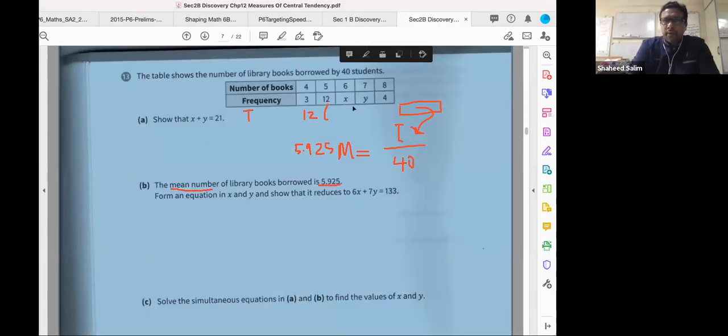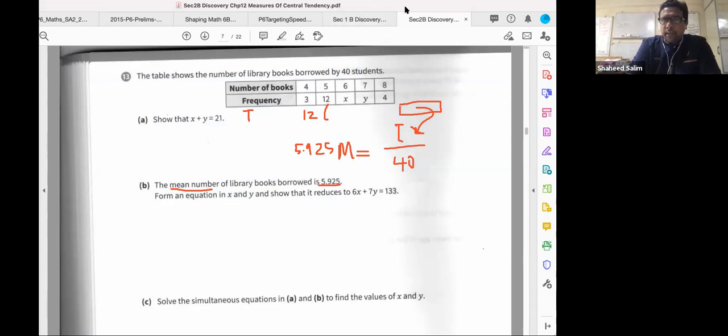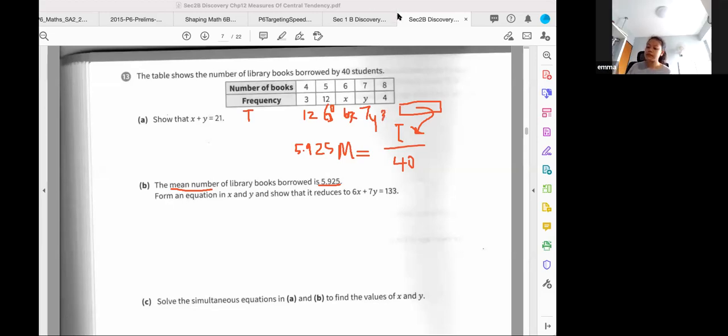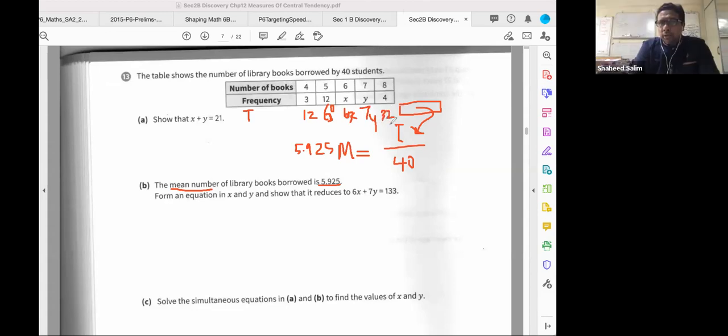Hold on, I'll just run through, you see whether you get the same thing, because you're now finding the total number of books borrowed. Down here you get 60, right? And then now you get 6x, because we do not know what, then 7y and 32. So you have to add them all up. When you add all the numbers, you add 32 plus 60 plus 12. What do you get? 104.